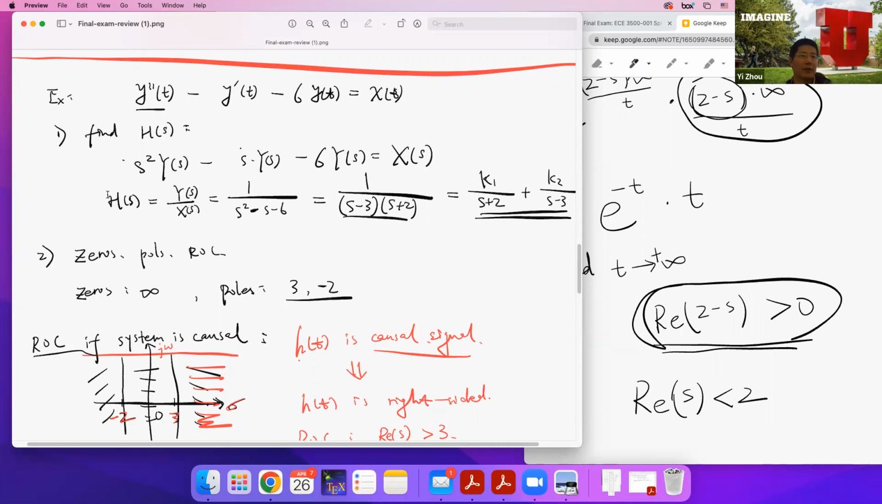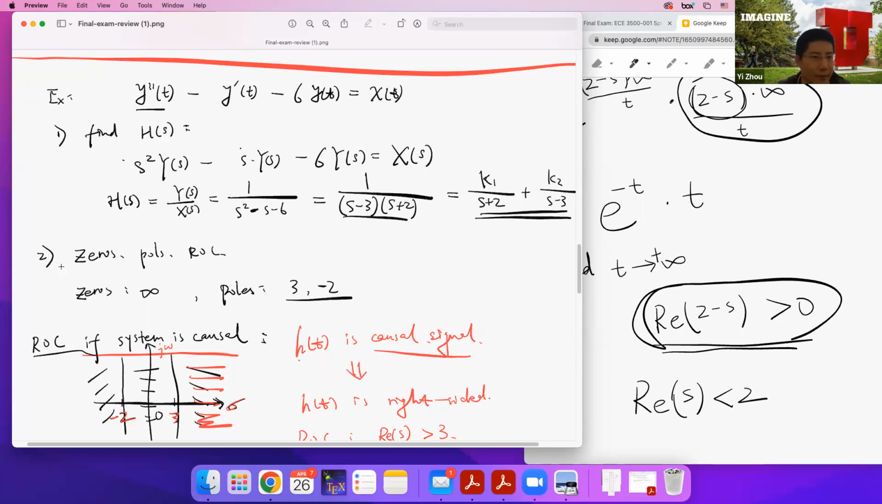So this is capital H. And you can get 1 over s squared minus s minus 6, which can be further decomposed into two fractions using partial fraction expansion. So here I skip the steps. So this is the system response.